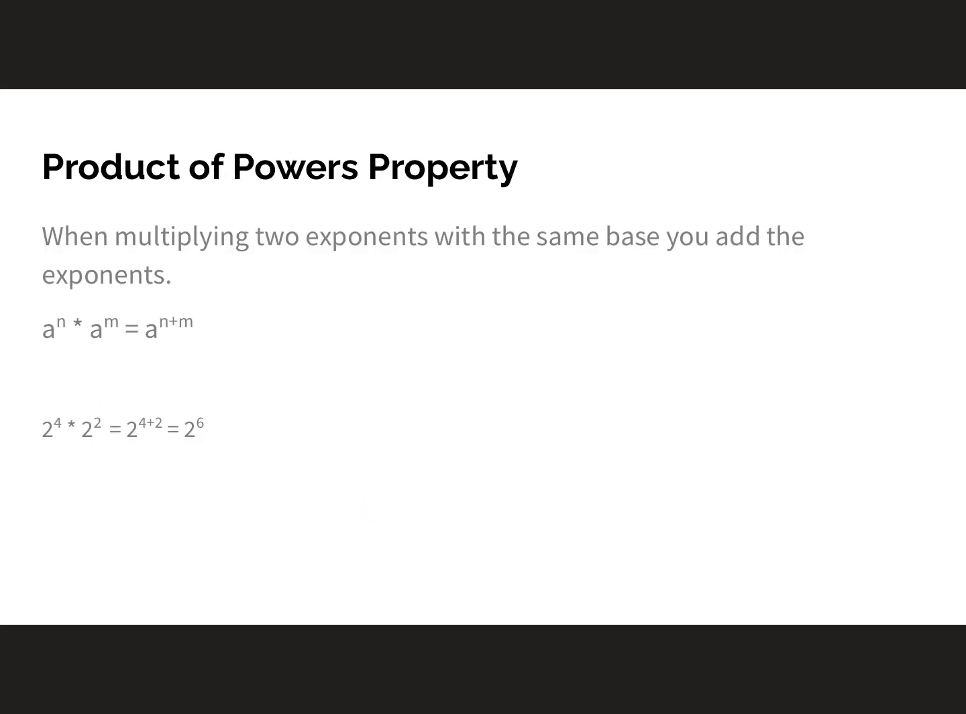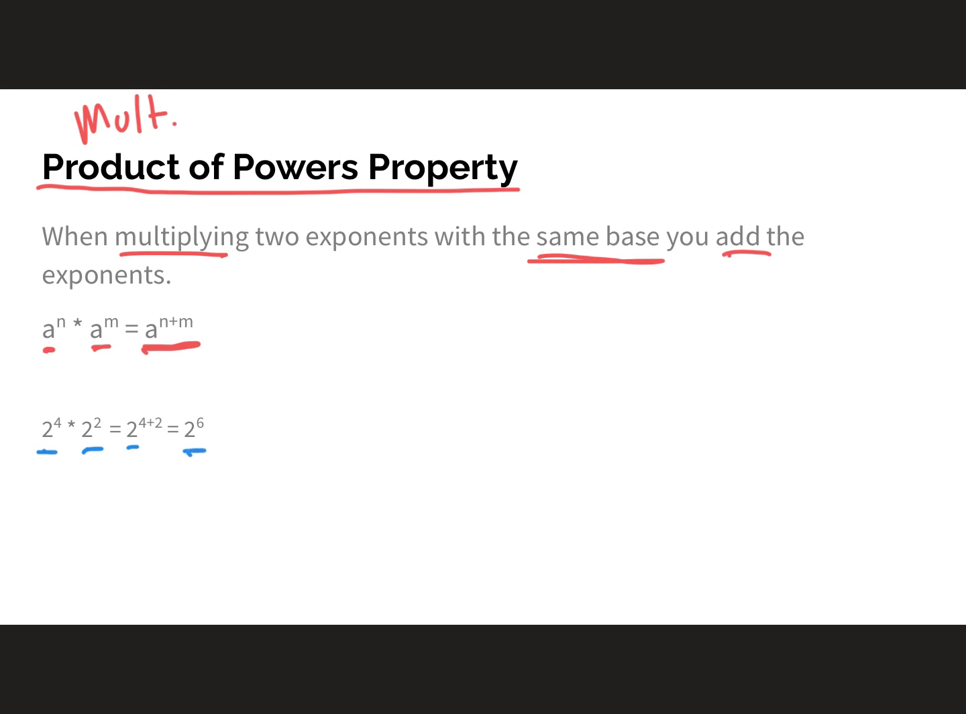So this is what's called the product of powers property. Product, remember, means multiplication. If I multiply two exponents with the same base, you just add the exponents. So we write it this way: a to the n times a to the m equals a to the n plus m. That's our symbolic way of writing it. The other option is, you can say 2 to the 4th times 2 to the 2nd power is 2 to the 4 plus 2, which is 2 to the 6th power.